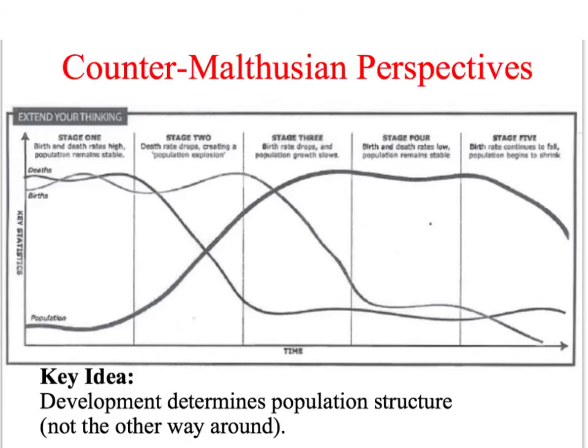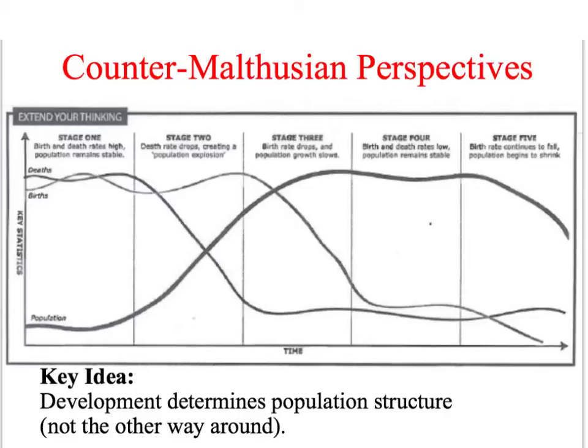Okay, another really important argument against the Malthusian perspective is the idea that all nations go through a demographic transition as they develop, represented by this particular graph. And what happens over time, according to this model, is death rates fall, followed shortly by birth rates, and this leads eventually to a stabilisation and perhaps even a decline in population.